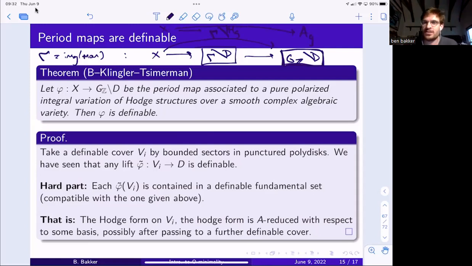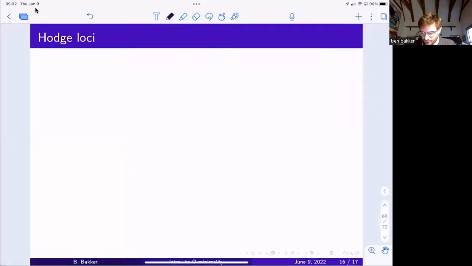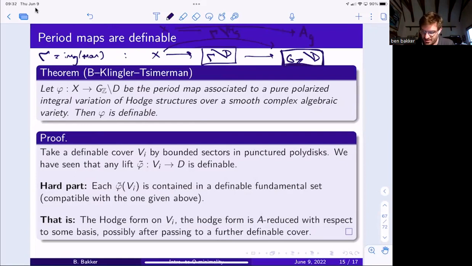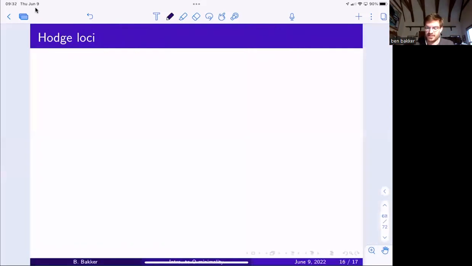And mapping to D mod gamma is, as far as the actual behavior of the variation of Hodge structures is concerned, purely cosmetic. There's very small difference between these two maps. Okay, maybe I'll say some more about that point in a second after I say something else.